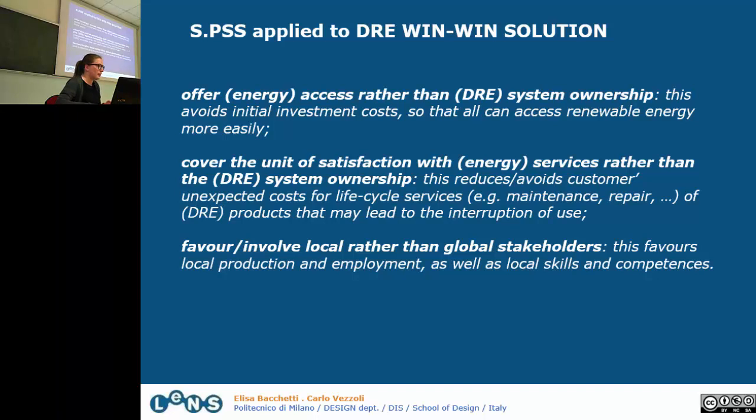Then it covers the units of satisfaction rather than the DRE system ownership. Similarly, if I have to move from one place to another, it's not true that I need a car. Maybe I can find other ways of transportation. Maybe I don't even need to go. I can just call the other person and we can have a call with each other. And so we solve the problem even without moving. So it's to consider which is the correct unit of satisfaction.